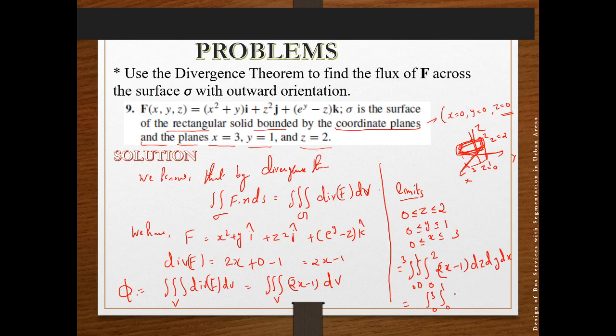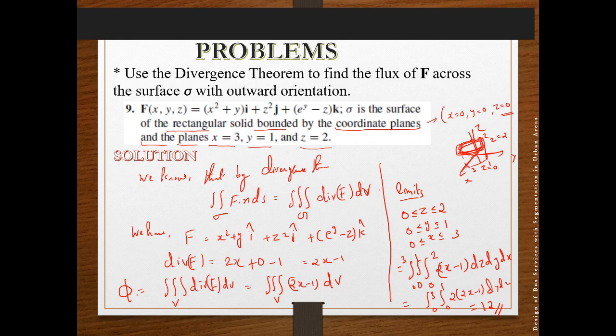If I put the limit, you will get 2 into 2x minus 1. And if you integrate this, you will get dy dz. So the answer will be equal to 12 if you calculate this. So this is simple integration. If you calculate this, the answer will be 12. You can check whether the answer is 12 or not.